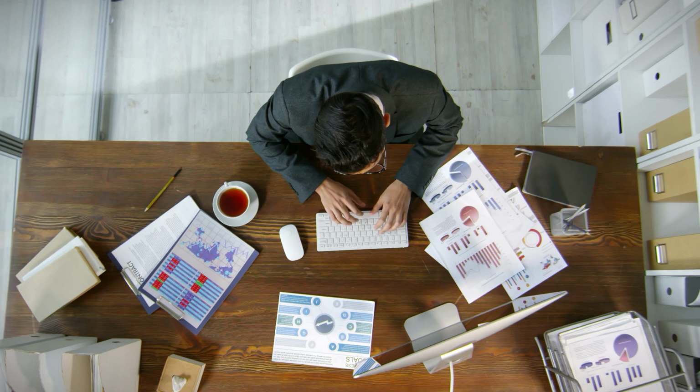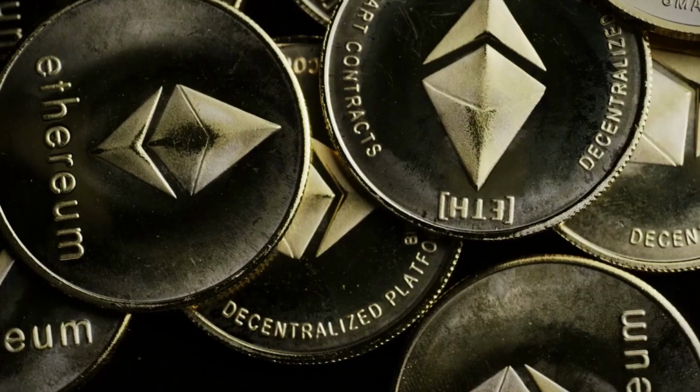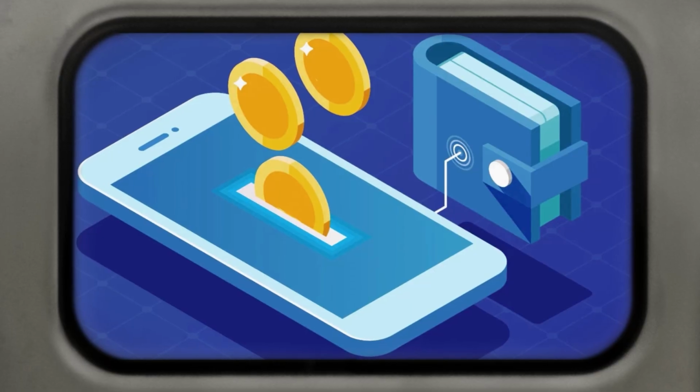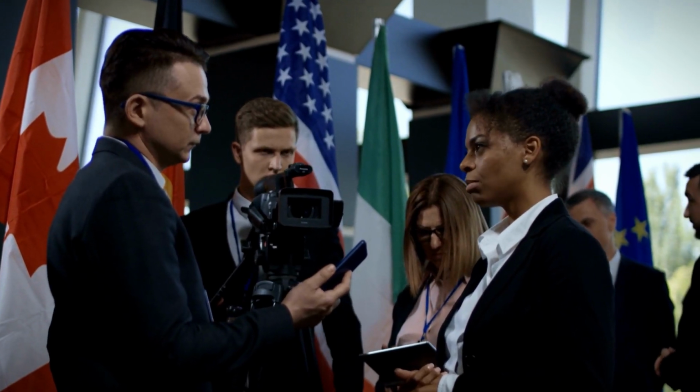Now, let's talk briefly about the tokenomics of ICP. Like most other native tokens, ICP is a utility token that plays several roles on the network. Some of these include governance.